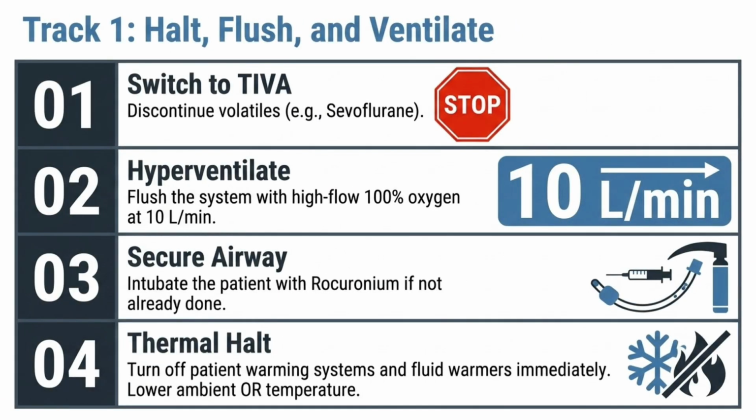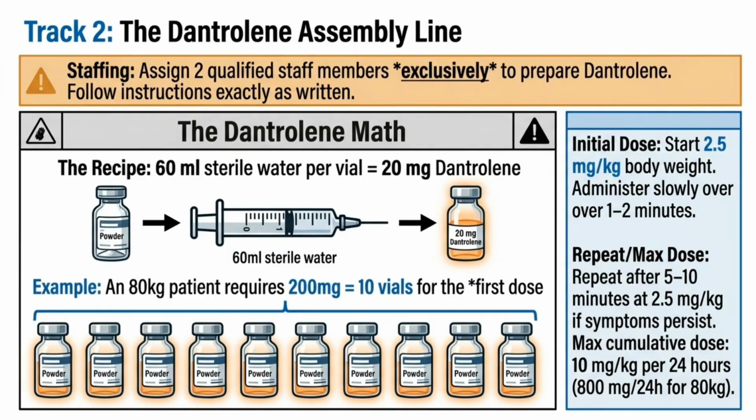Track 1 focuses on stabilizing the patient. Switch to TIVA, hyperventilate with 100% oxygen at 10 liters per minute, secure the airway, and halt all patient warming systems. For the Dantrolene assembly line, assign 2 staff members exclusively to prepare the drug. Reconstitute each 20 milligrams vial with 60 milliliters of sterile water and administer the initial 2.5 milligrams per kilogram dose.